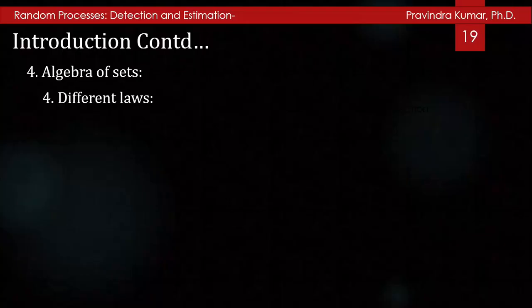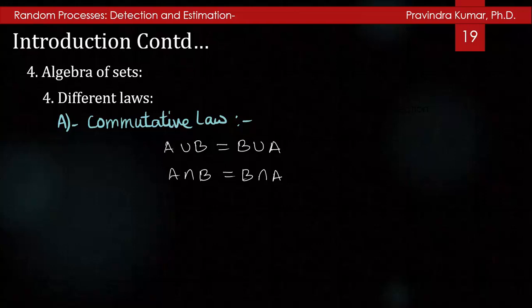The fourth point in the algebra of sets is the different laws. First is the commutative law. Here A union B is equal to B union A, and A intersection B is equal to B intersection A. So we can interchange A and B with respect to the intersection and union notation. This means that order is not important. You can take first B and then A, or A and then B.